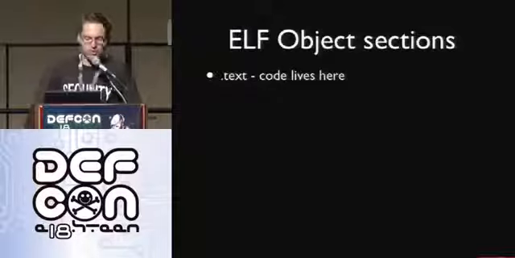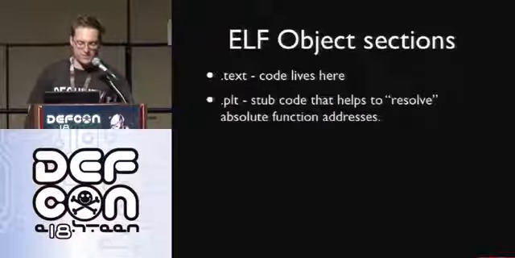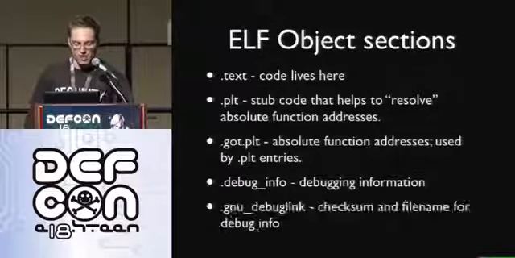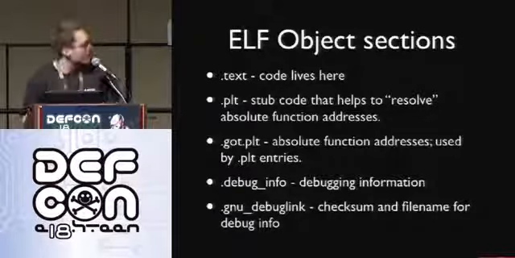So a couple of sections are important to know about. You have the text section where code lives. You have the PLT section. This is stub code that helps to resolve absolute function addresses. The GOT PLT is where absolute function addresses are stored, and these are used by the PLT entries. There are also a couple of debugging sections, debug info and GNU debug link.